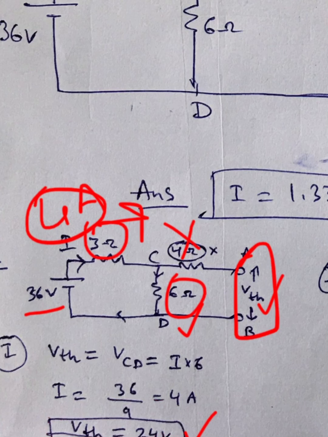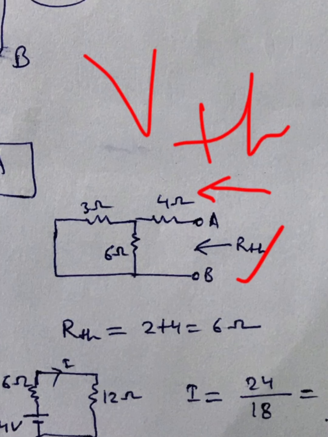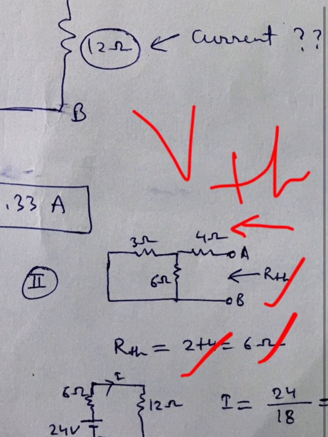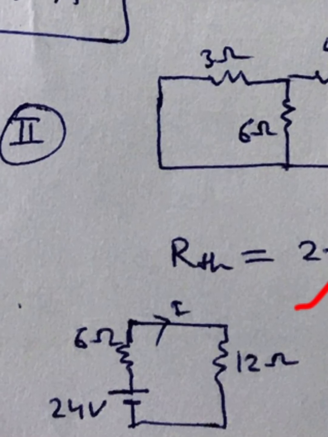Now how will we calculate RTH? As we just calculated in Norton's, RTH is equal to RN, so we will just use this. Load terminals are open. Looking from this side, 4 plus 3 parallel 6, 4 plus 2 will be 6 ohm. How will we draw the Thevenin equivalent circuit? This is the Thevenin equivalent circuit, consisting of a voltage source VTH of 24 volt and a resistance of 6 ohm in series.